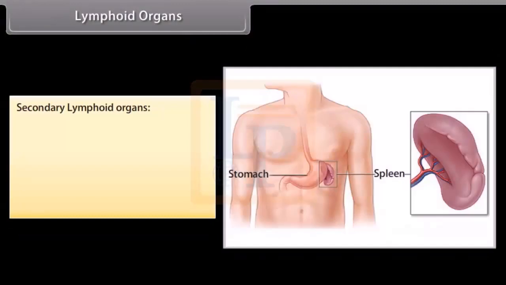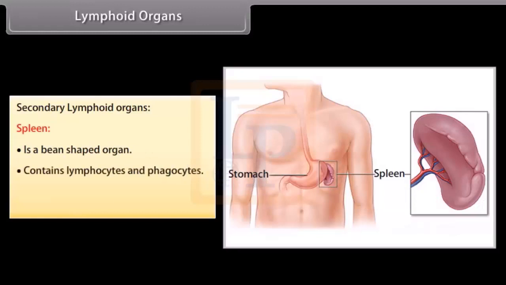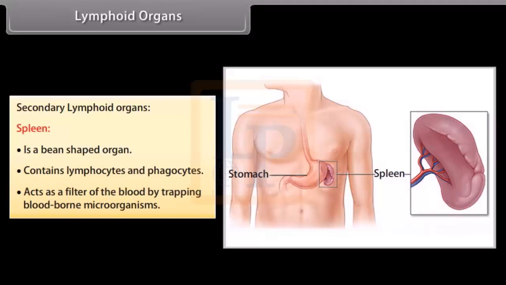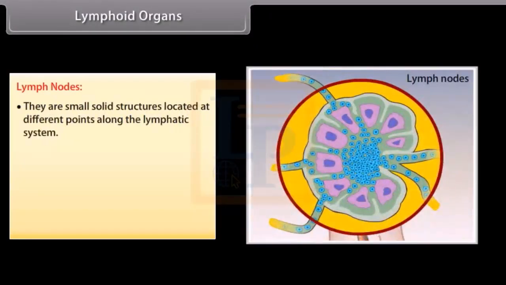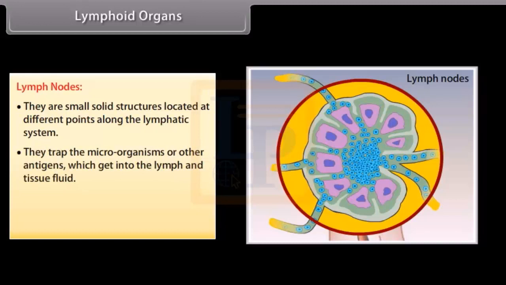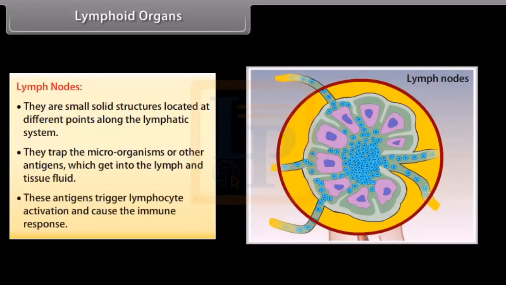Secondary lymphoid organs. Spleen is a bean-shaped organ. Contains lymphocytes and phagocytes. Acts as a filter of the blood by trapping blood-borne microorganisms. Lymph nodes are small solid structures located at different points along the lymphatic system. They trap the microorganisms or other antigens which get into the lymph and tissue fluid. These antigens trigger lymphocyte activation and cause the immune response.